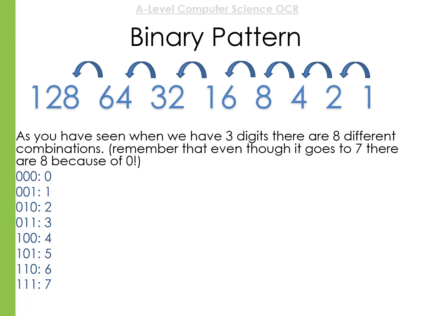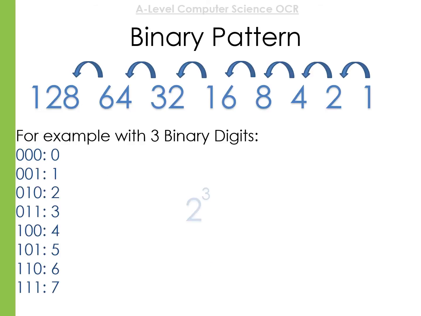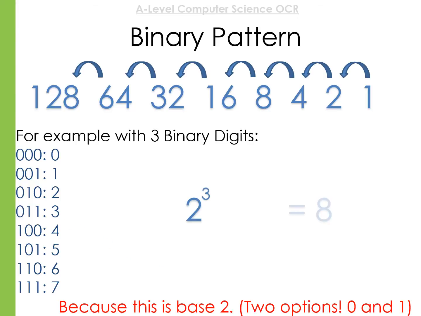When we increase this to 3 binary digits, we can actually make 8 options, 0 to 7. There are 8 different options and different choices where we can use the binary digits. And therefore, we can calculate the options as the following: 2 to the power of n. Let's look at this a bit closer. When we have 2 to the power of n, for example, if we have 3 binary digits, we know that there are 8 options.